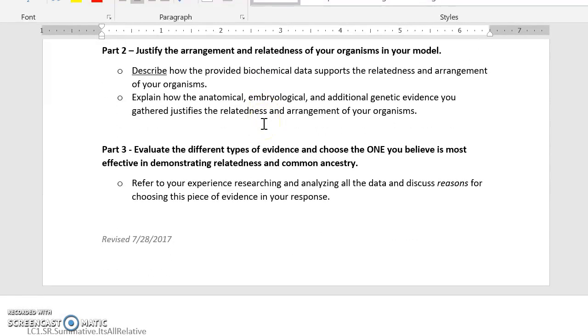In part 3, you will evaluate the different types of evidence and choose one you believe is the most effective in demonstrating the relatedness. So this is where you're going to explain to me whether fossil evidence is what I look at and say, yep, that's it. Either DNA, and I'm going to say, yep, that's it. Or embryological evidence, yep, that's it. You're going to elaborate and explain on that. You're going to have to research some of this information. I will show you in the second part of this video, when we get into Schoology, exactly where to go for some of those resources, because I've already done some of the legwork for you.